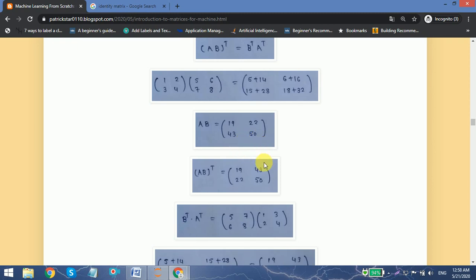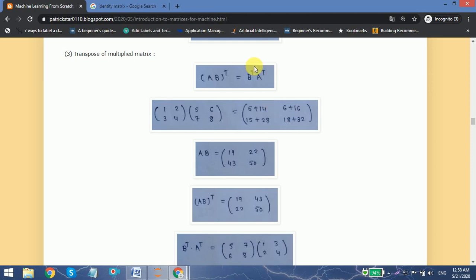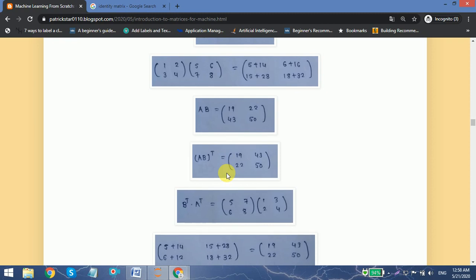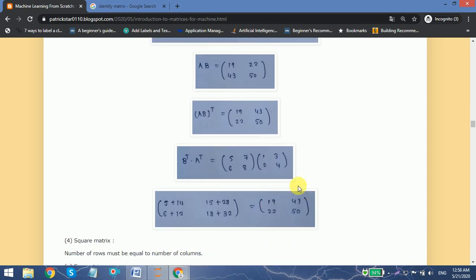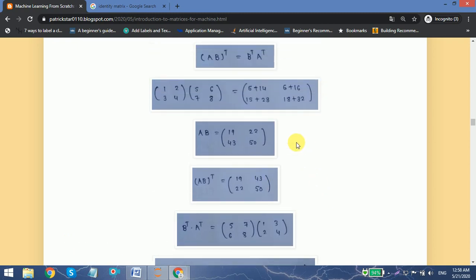Okay, so in our theorem, we have a theory that it equals B transpose times A transpose. So let's check it out. Here we have the value of B transpose, that is 5, 6 as the first column and 7, 8 as the second column, and A transpose is 1, 2 as the first column and 3, 4 as the second column. Now we are going to multiply it and see whether it equals the transposed value of AB multiplied. Okay, so here you can see that both values are equal. So this theorem is also correct.